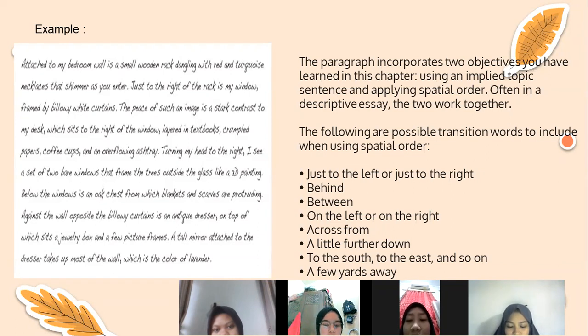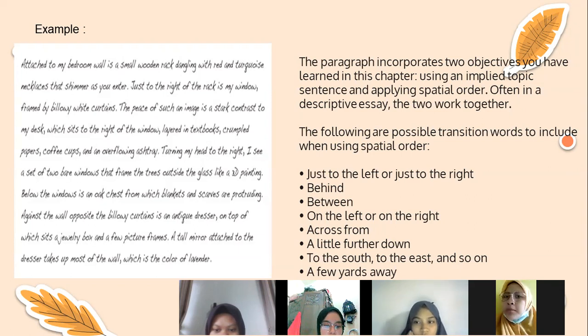The following are possible transition words to include when using spatial order. First, just to the left or just to the right. 2. Behind. 3. Between. 4. On the left or on the right. 5. Across from. 6. A little further down. 7. To the south, to the east, and so on. 8. A few yards away. 9. Turning left or turning right.